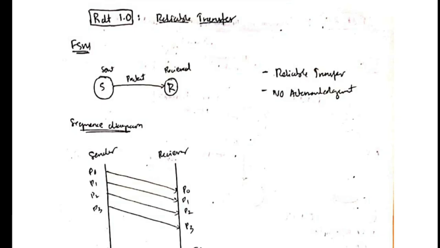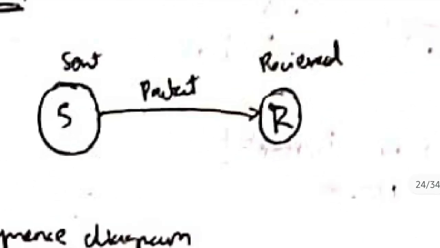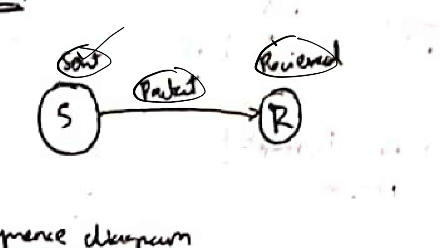The first version is RDT 1.0, which is the reliable transfer. RDT 1.0 assumes that it is a reliable data transfer and data loss does not happen. So this is the source, this is the destination. Here the data is sent in a packet and here it is received.